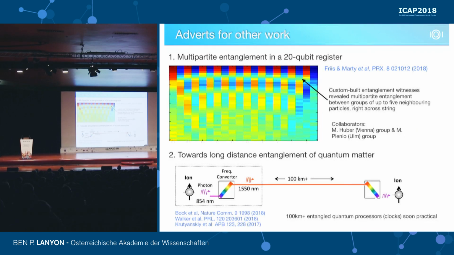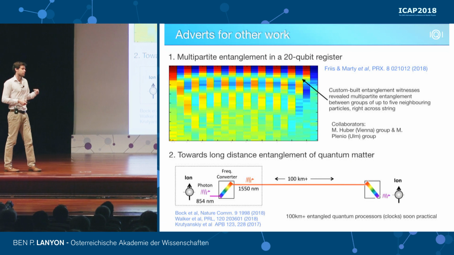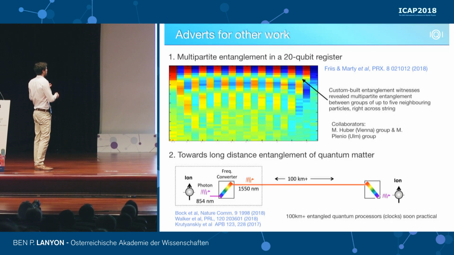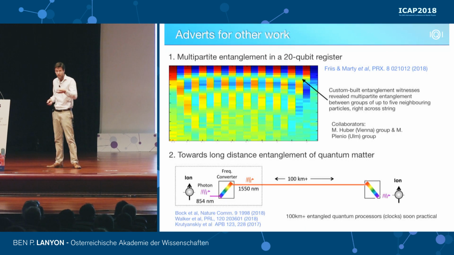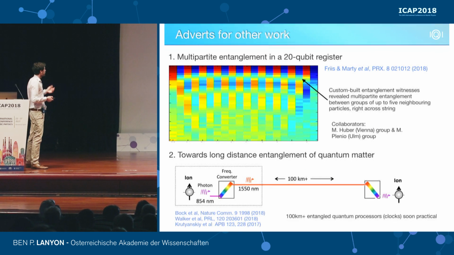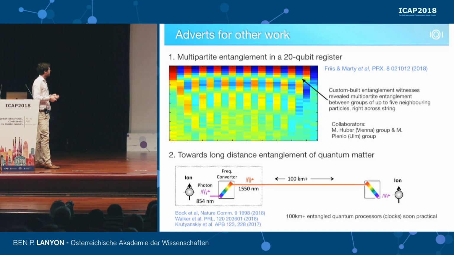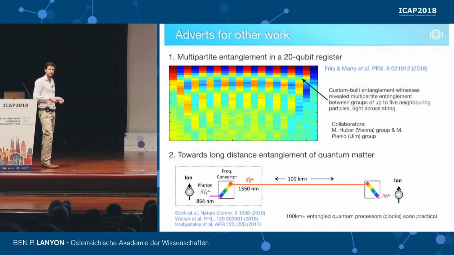Okay, and I just want to finish with some adverts for some other work. The first one up here was a great collaboration with the group of Markus Huber in Vienna and Martin Plenio in Ulm. We built custom entanglement witnesses and were able to see the generation of multipartite entanglement in the out-of-equilibrium dynamics of a 20-spin system. Everything I've told you about before was bipartite entanglement, but there are many more flavors of entanglement that you can do different things with, and we could see up to fifth-order, five-body genuinely multipartite entanglement in the out-of-equilibrium dynamics.